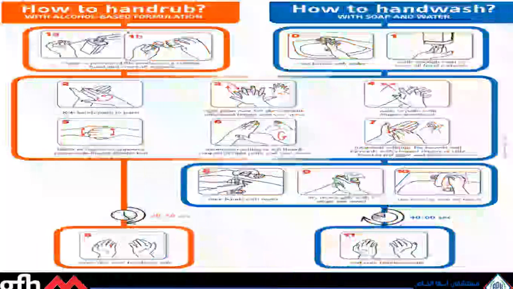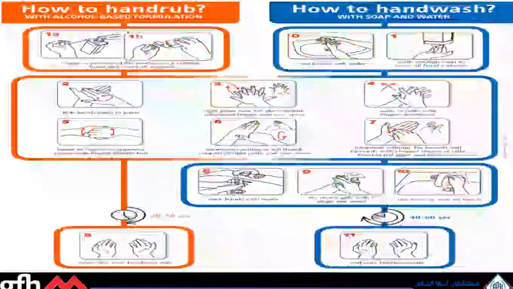Hand rub is better than hand wash. Why? Because it takes a short time, from 20 to 30 seconds, it kills microorganisms, and it is easily accessible. But hand wash takes a long time, about 40 to 60 seconds, it is not easily accessible, and it requires more supplies. You need a source for hot and cold water, tissues for dryness, and a drain for the used water. All these issues compromise accessibility for hand wash.